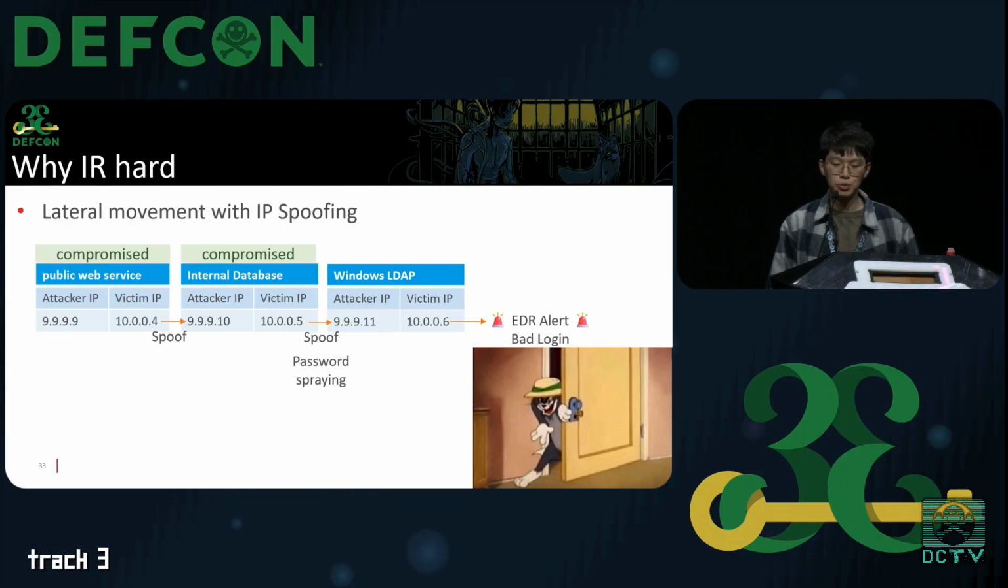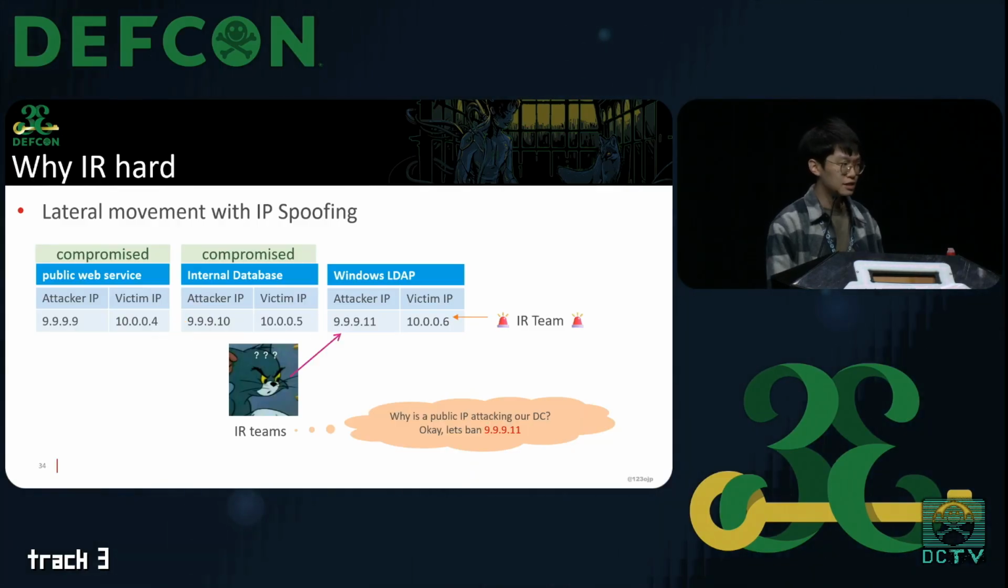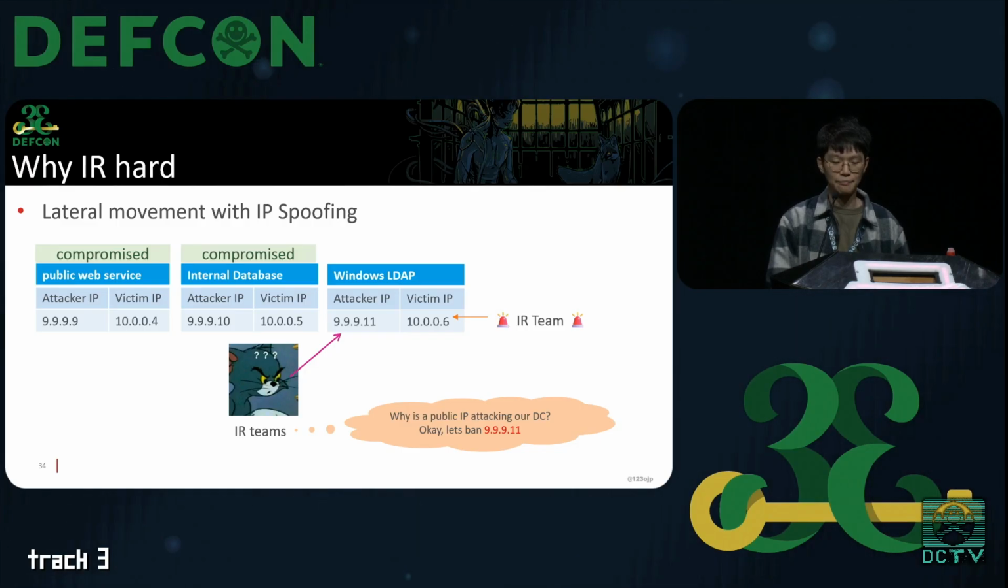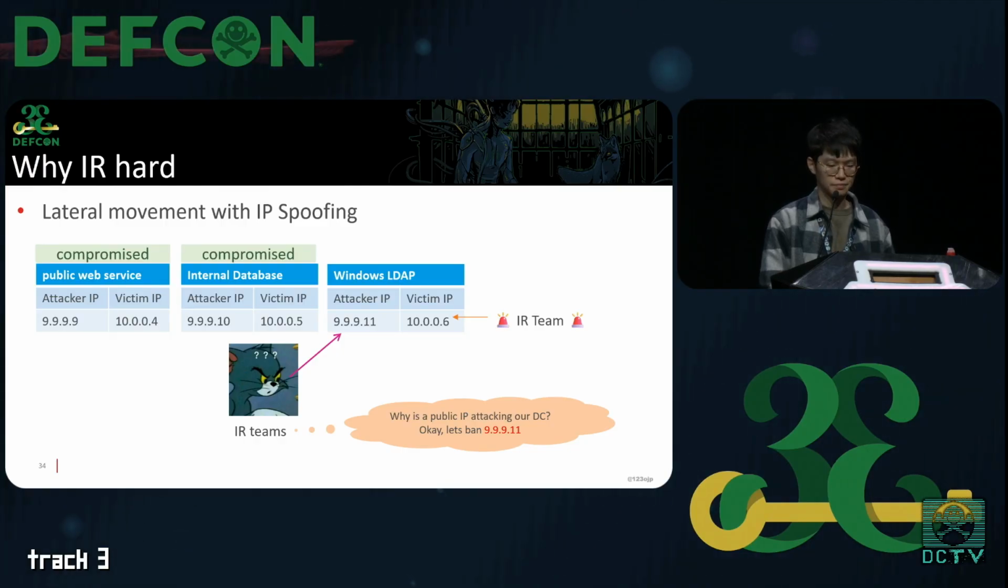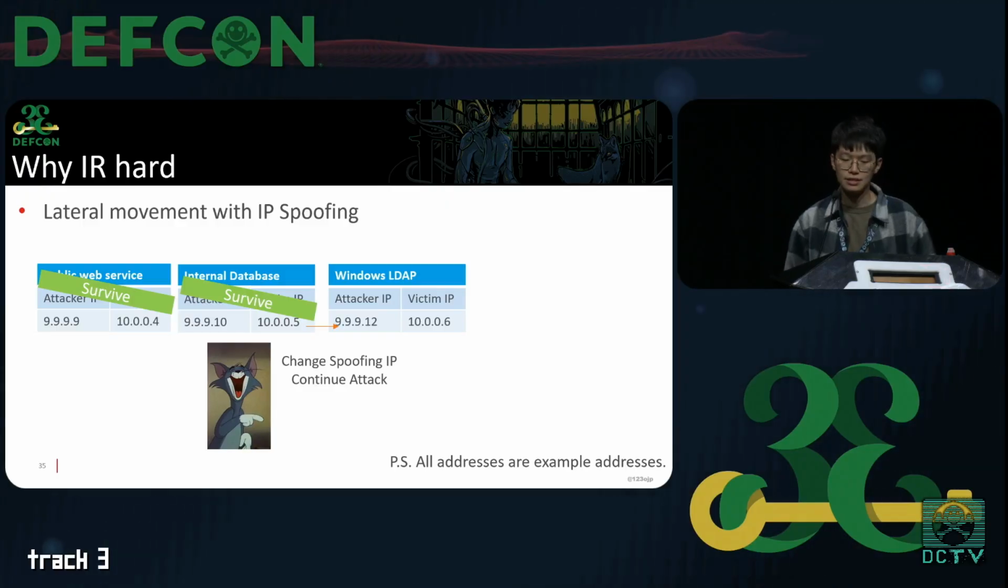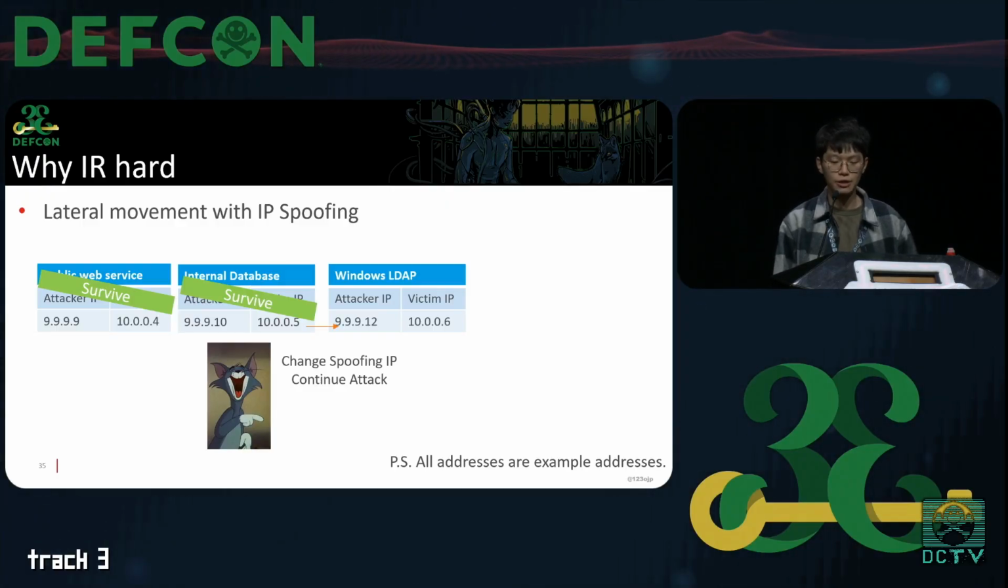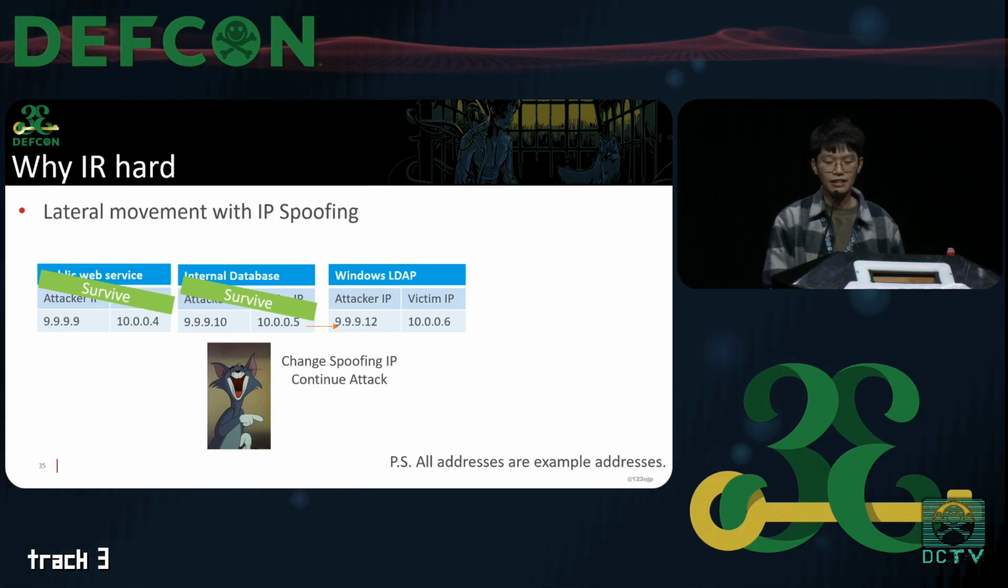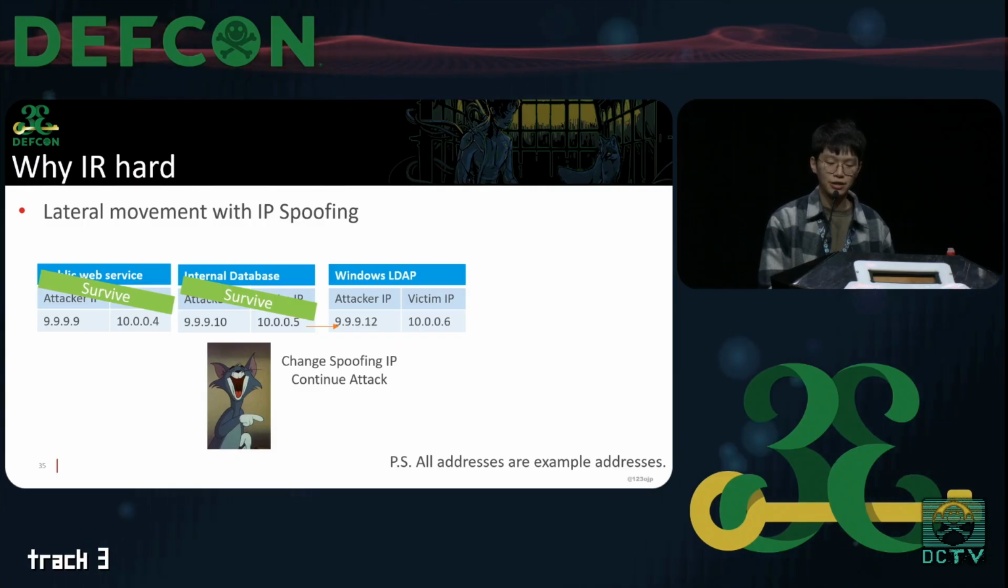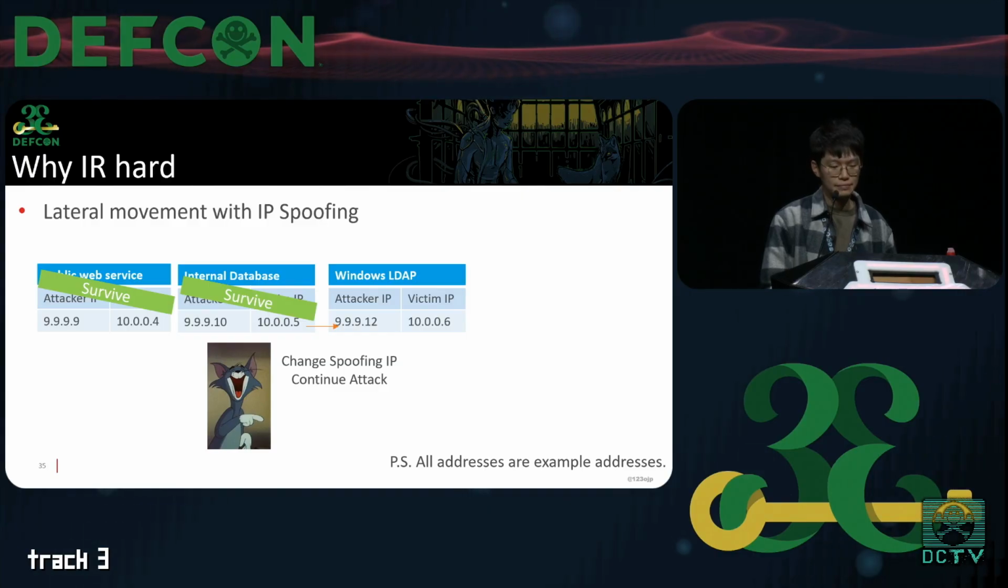However, when spoofing techniques are involved, the source IP in the log will not be the previous compromised machine. So the IR team will not be able to find the attacker path. They could only see a public IP attacking their domain controller. Thus, the previous compromised machine will not be caught, even if the alarm has triggered, and the attacker can change to another public source IP to continue the attack chain if the source IP is banned.